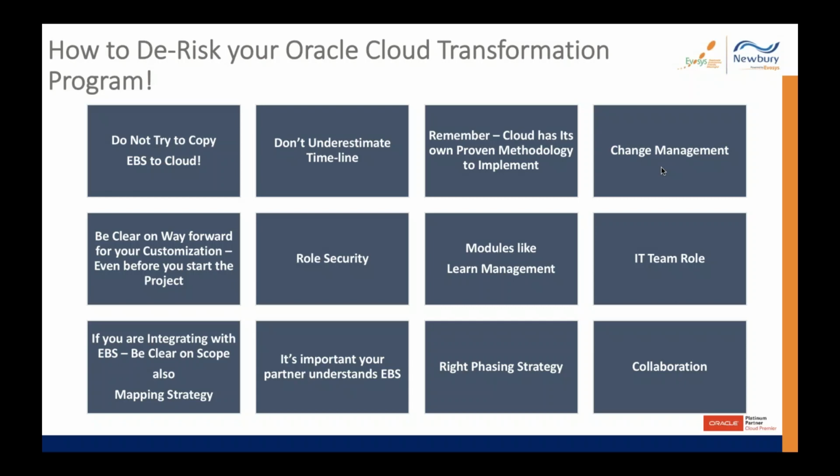If you are doing coexistence, meaning you are keeping a portion of your EBS and planning small with cloud application and integrating cloud application with EBS, be clear on responsibility. If you are going to manage the EBS part of the integration, be clear with your SI. If you want your SI to manage, tell them upfront. I have mentioned this a number of times. It is really important that your partner understand EBS and have a right phasing strategy. Collaboration is really, really critical.